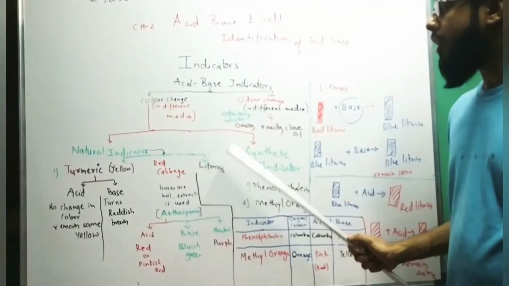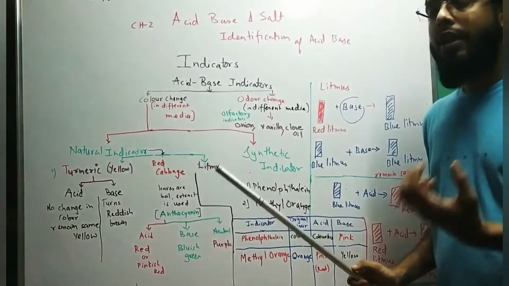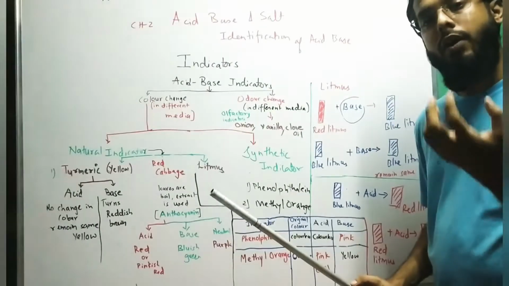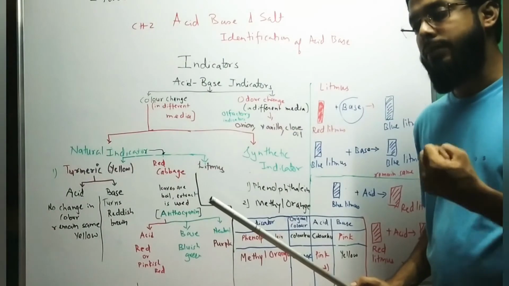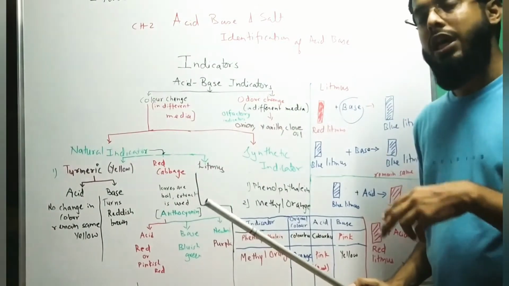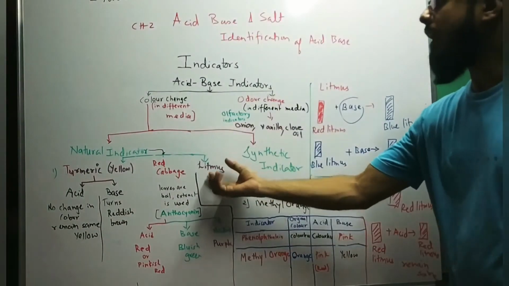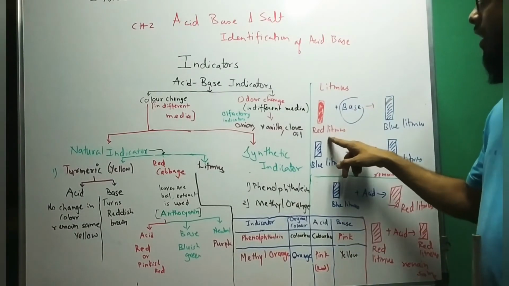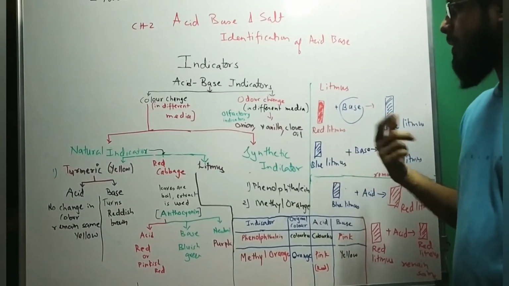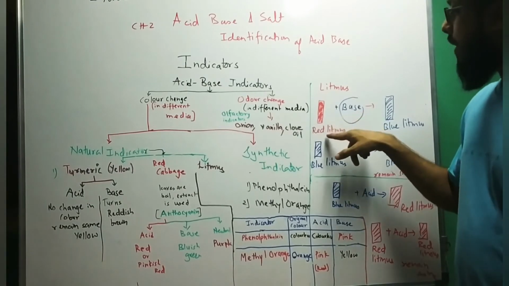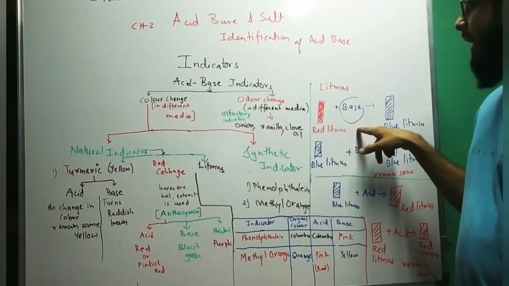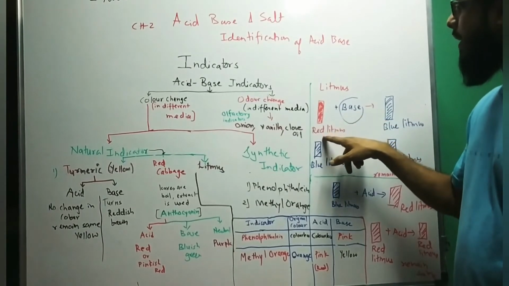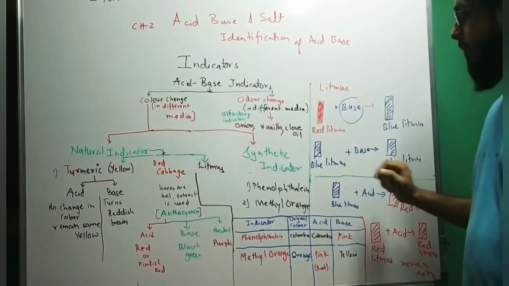So now let's talk about litmus. Litmus is actually a dye, prepared from a natural substance like lichens, which are from Thallophyta. But let's talk about litmus paper. Litmus paper comes in red and blue, two types. Red litmus paper, when it reacts with a base, turns blue. A base turns red litmus paper to blue litmus.